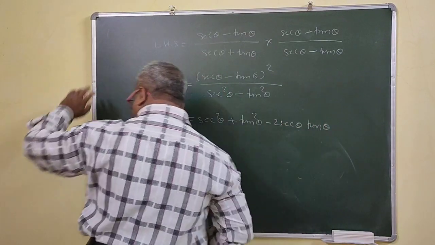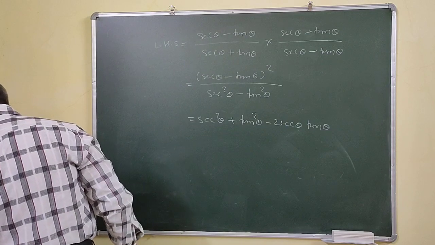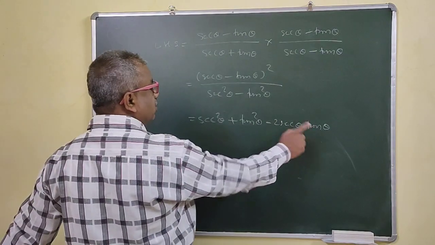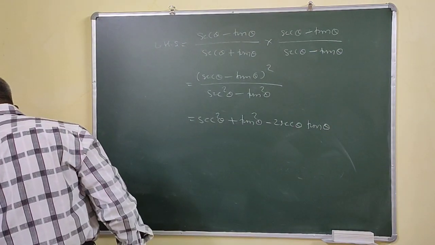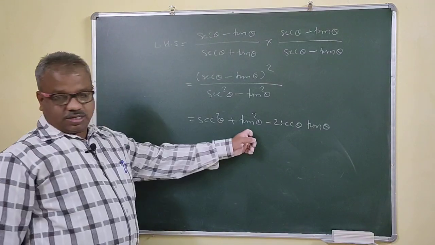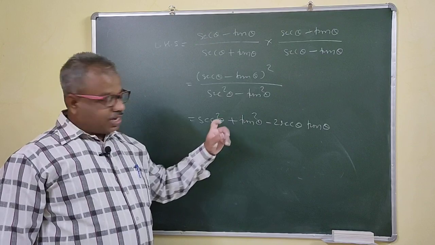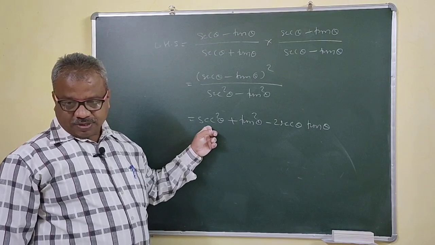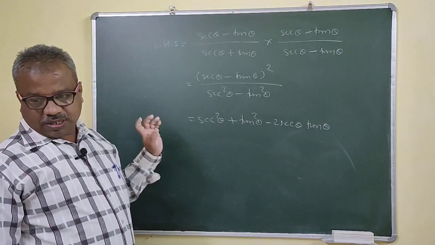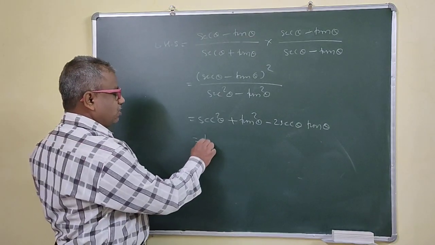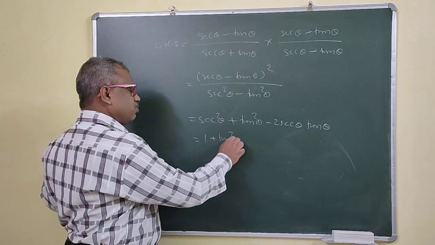Now look at your RHS. Your RHS is 2 sec theta tan theta, so minus 2 sec theta tan theta you have. Only you want 2 tan square theta. Right? So you want tan square theta. So write the value of sec square theta. Your sec square theta is 1 plus tan square theta, right? So this is 1 plus tan square theta.